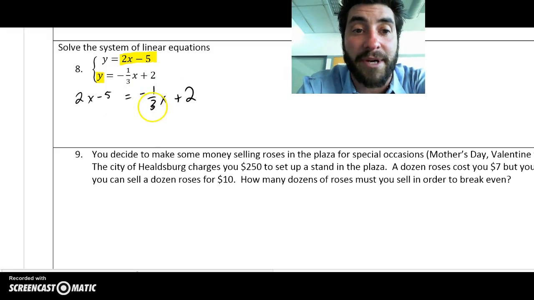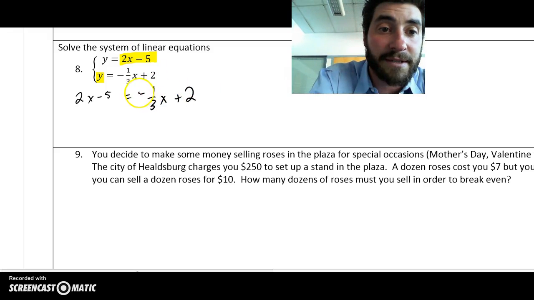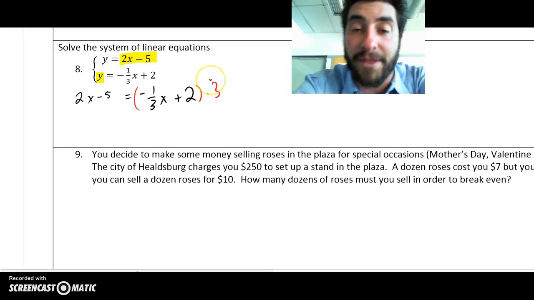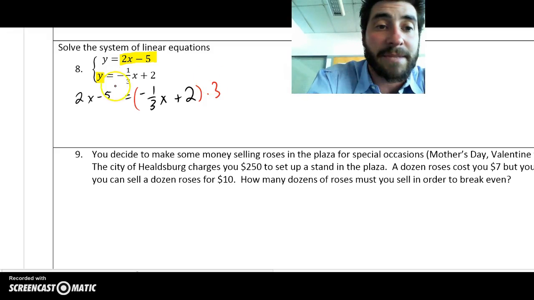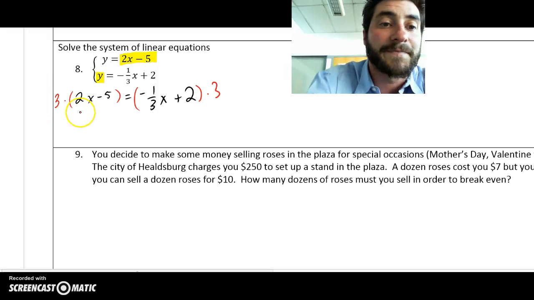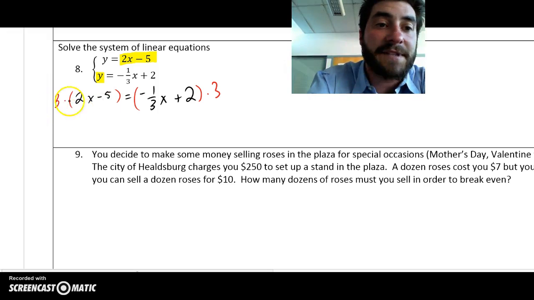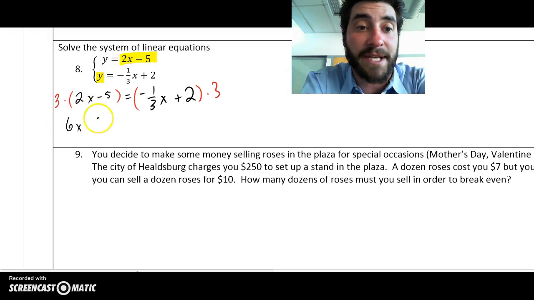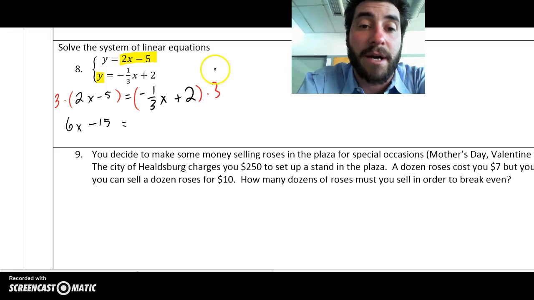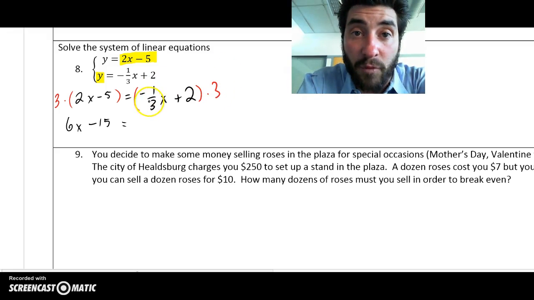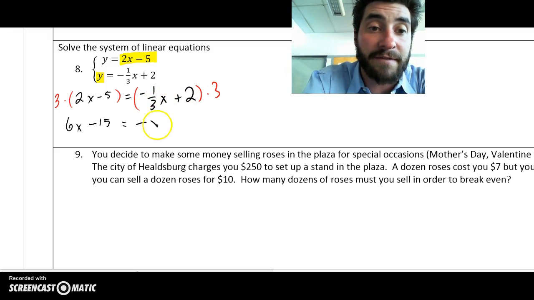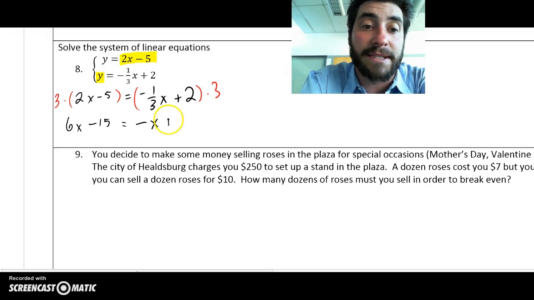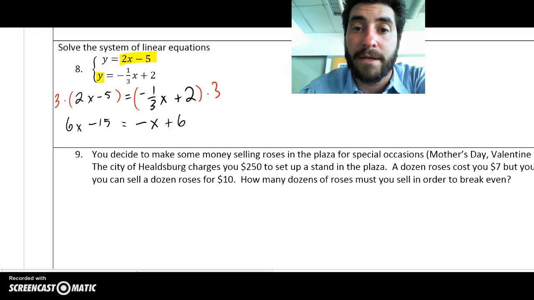But I can't just multiply this by 3. I need to multiply the entire side by 3. I need to make that right side 3 times as big. So that means I'm going to make the left side 3 times as big. Alright? So if I make the left side 3 times as big, well, that's 3 times 2x, which makes 6x, and 3 times negative 5, which makes negative 15. Everybody on board with that? Good. I've got 3 times negative 1/3. The division and multiplication are going to cancel out. You're going to be just left with negative x. And 3 times 2 is 6. Alright, so that's what we got.